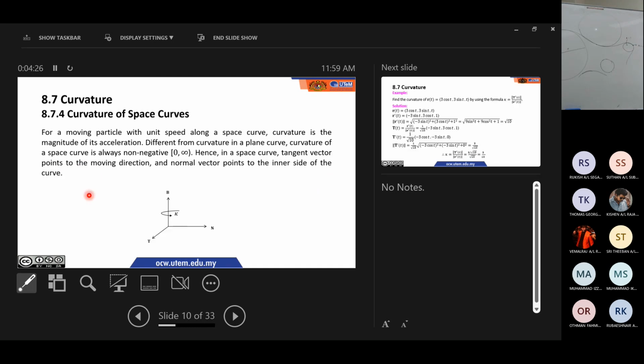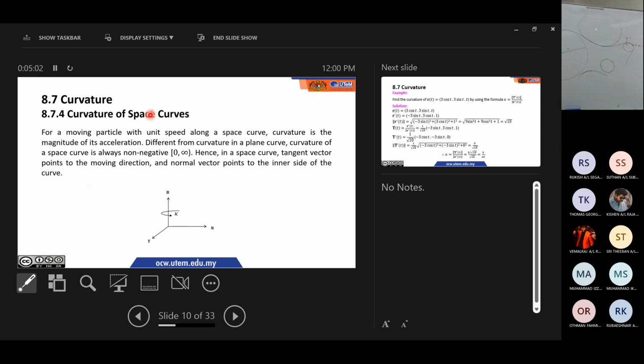Now we look at the curvature in space. In space means, if I sketch a curve on a wall, that is a plane curve. But when a particle moves from this point up to this point and goes to the floor and then goes to the whiteboard, that is in space. The particle moves in space. So the trail passed by the particle is called the space curve.